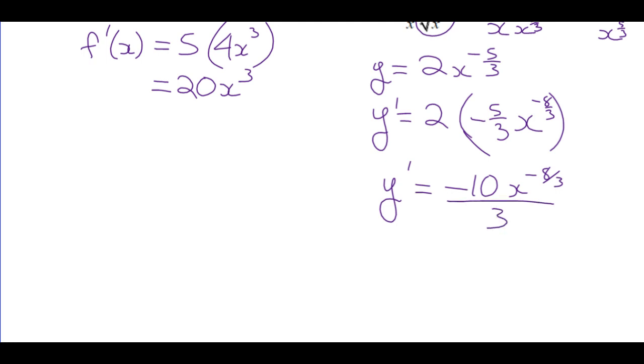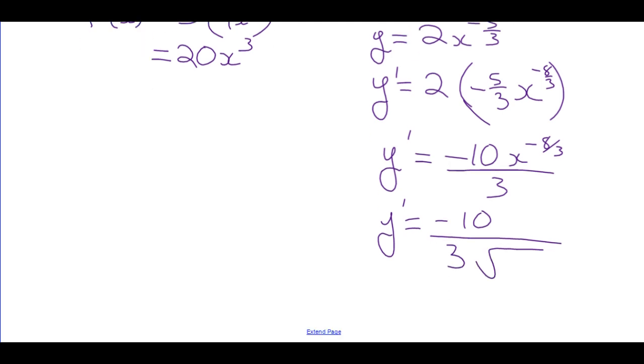But we might want to put that back into a more radical form. So radically speaking, what is it? So the negative says you've got to go down there. And the root is, and the power is. Okay, so it's negative 10 over 3 times the cube root of x to the 8.